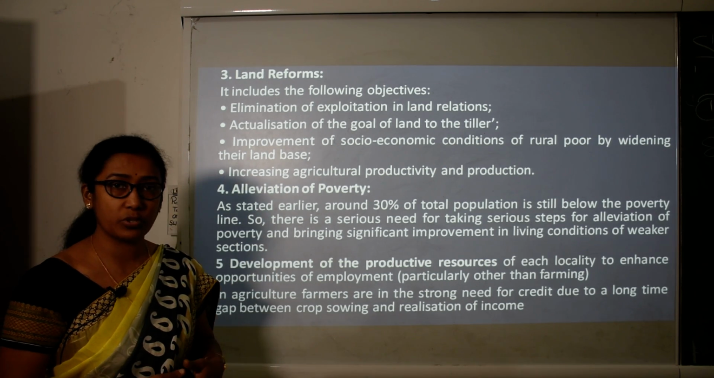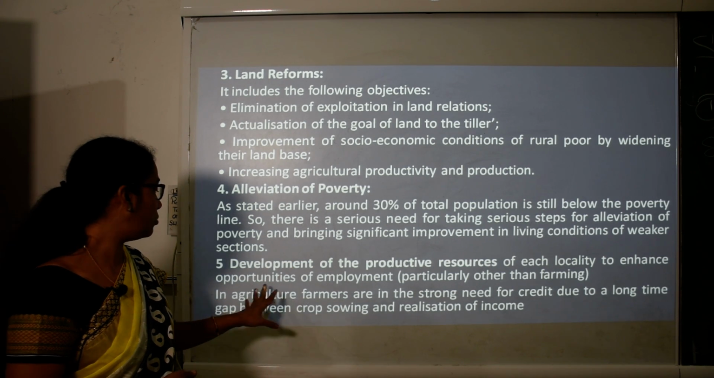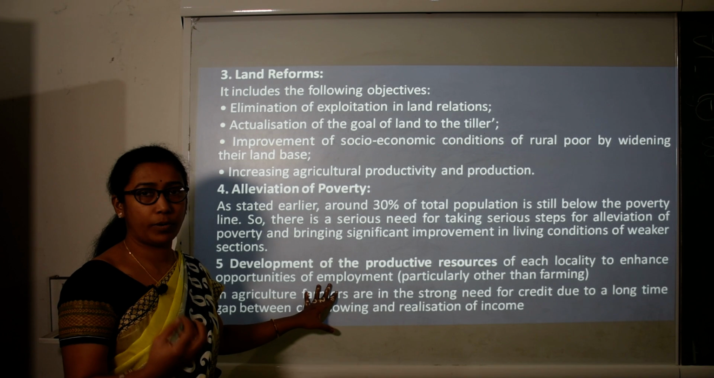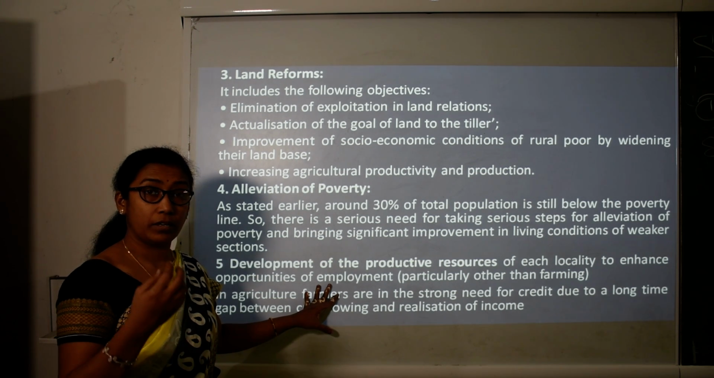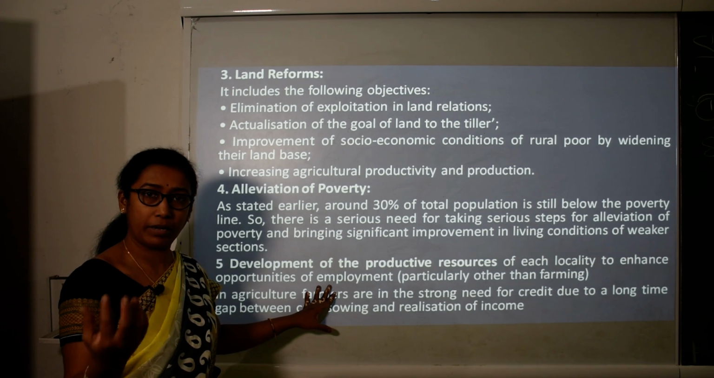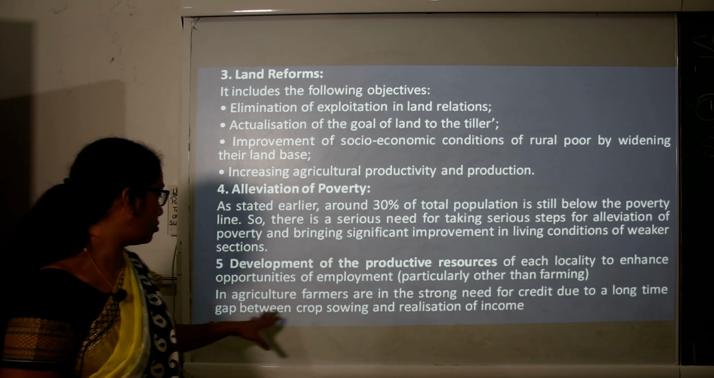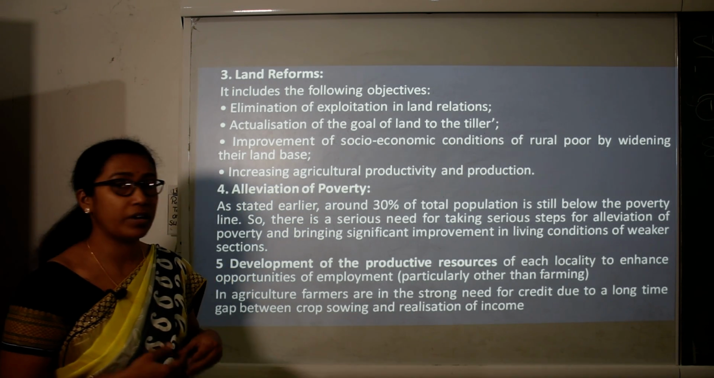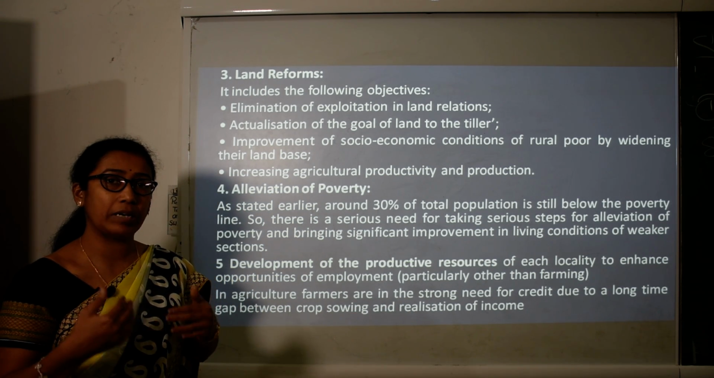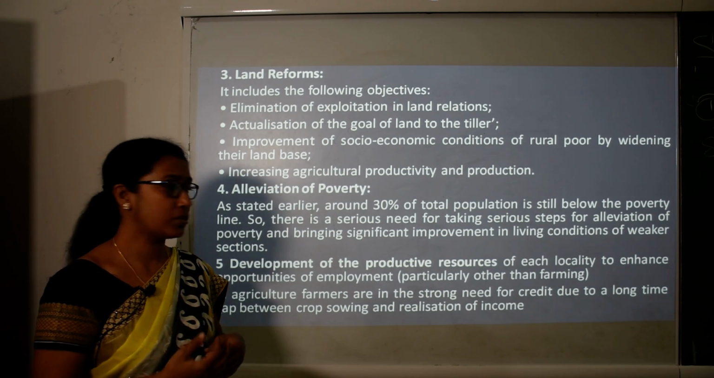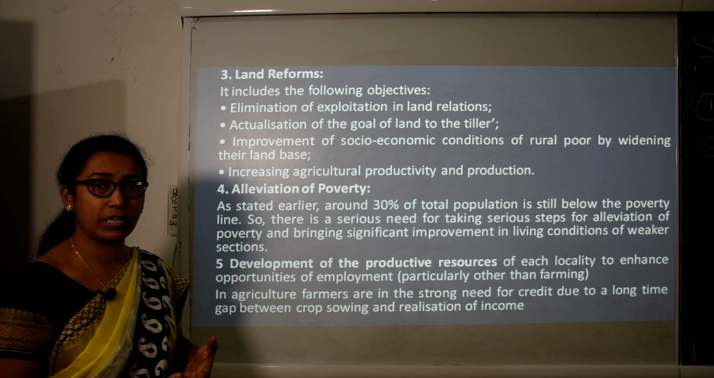Development of productive resources of the locality to enhance opportunities of employment, that means they must be provided ample opportunities for employment, so that they will not always be job seekers, and by earning they can raise their standard of living also. Agricultural farmers are in strong need of credit facilities. So, they must be provided ample credit facilities at a low interest rate by the banks or with the initiative of the government.